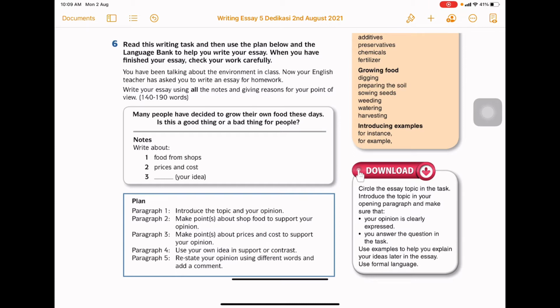So first things first, you need to relate how growing food relates to the environment. The next point that you need to take note of is that you need to write your essay using all the notes given. We have 3 notes here, and you must give reasons for your point of view in 140 to 190 words. Make sure you finish your points with not more than 190 words, and you need to write not less than 140 words as well, so make sure you write in between.